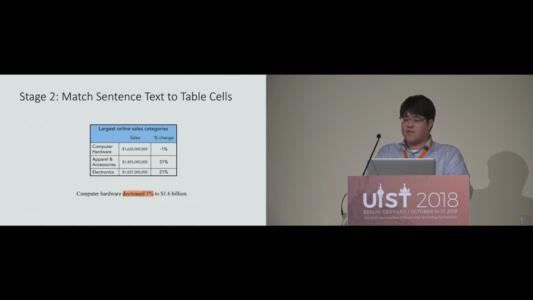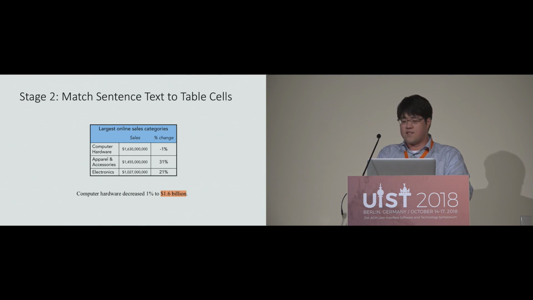Here, the sentence says "decreased 1%," but it doesn't directly match any of the table cells. There is, however, a minus 1% in the table. Our system starts by detecting the 1% in the sentence using the Core NLP entity recognizer. It then detects modifiers for numbers and uses them to update the detected number. Here, it interprets "decreased 1%" as minus 1%.